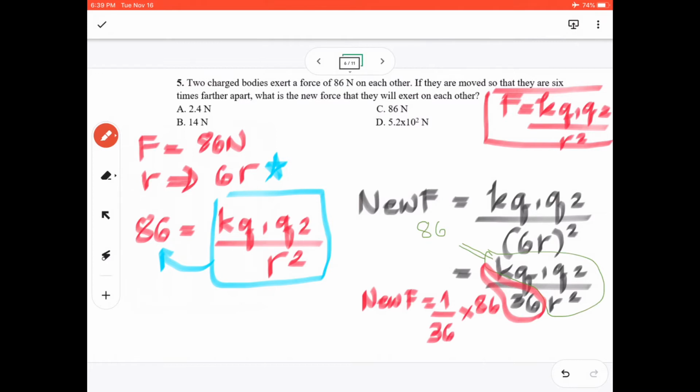what's the number? Wait, please. Let me just calculate. So you're going to get the new F as 2.38 newtons. Okay, but we're going to round it off, of course, to two significant figures, which will be equal to 2.4 newtons. And that is answer letter A.